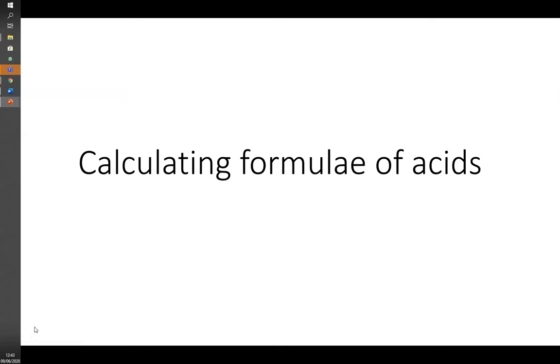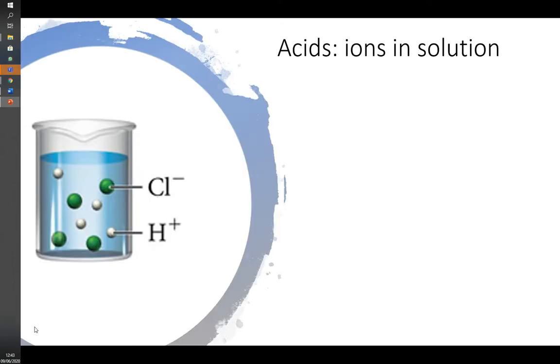In this video, we'll look at how you can calculate the formulae for acids. You'll probably learn the formulas for acids as you use them, but this is a way you can use to work out the formula. So acids are ionic substances. They consist of hydrogen ions in solution, and that's what makes the solution acidic, as well as other ions depending on what the acid is that you're using.